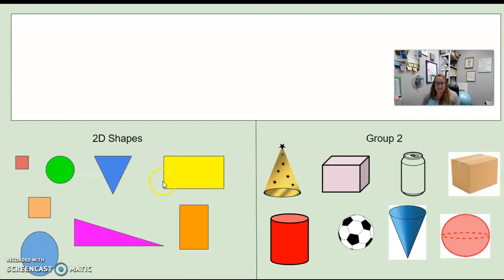So these are flat. I just have to draw them on a piece of paper, but they don't stand up. These are not flat, and they actually do stand up. So these are 2D shapes. Do you remember what these are called? That's right, these are 3D shapes. And it's because they are made of other shapes and they stand up. Thank you for helping me to sort them all.